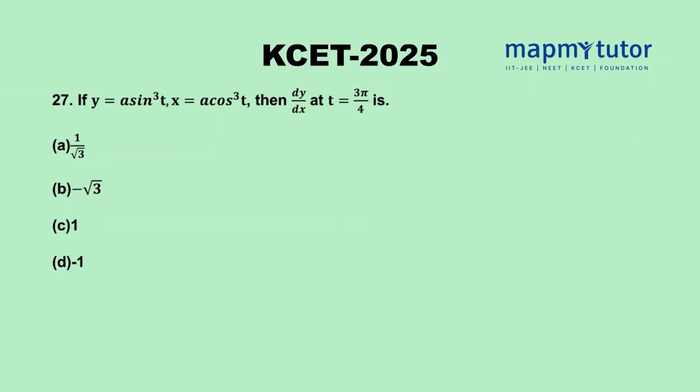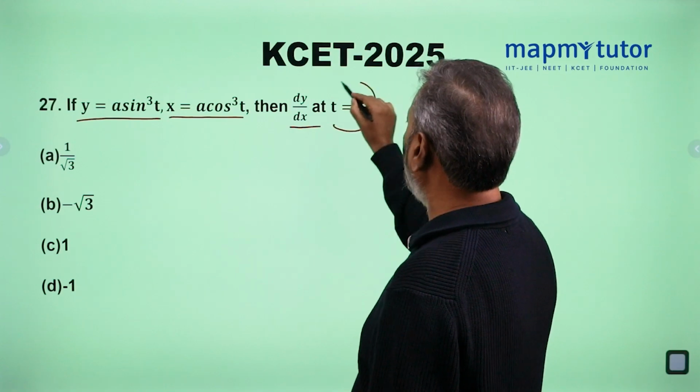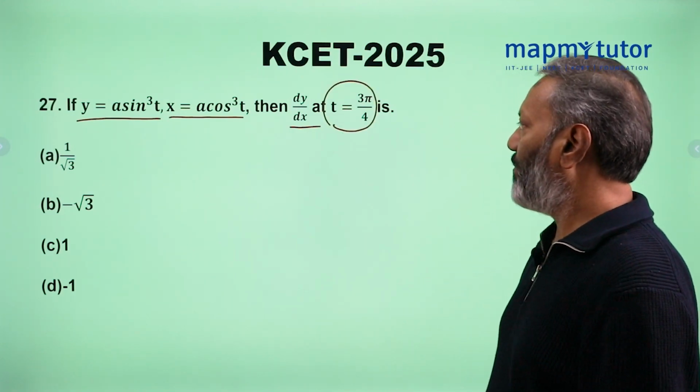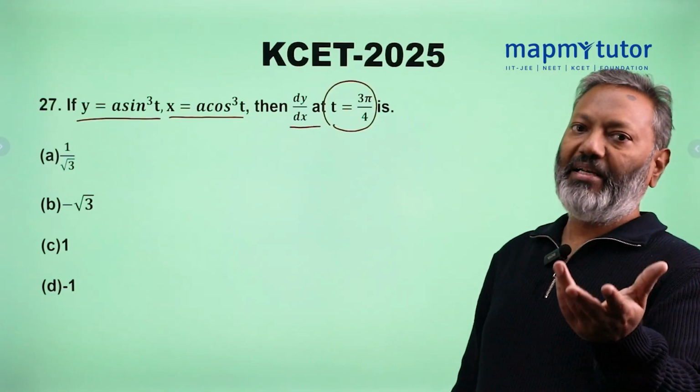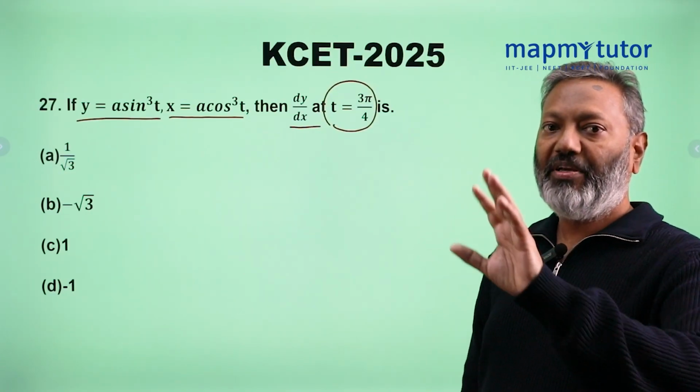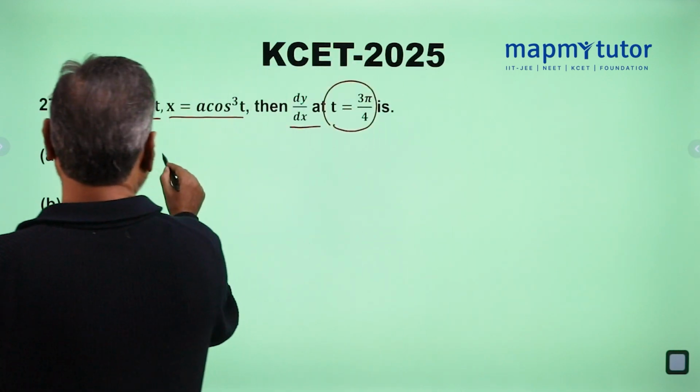y is given as sin cube t, x is given as cos cube t, then what is dy by dx at this point, t equal to 3π/4? Just by looking at the equations, we can identify that these are parametric equations, and t is the parameter.